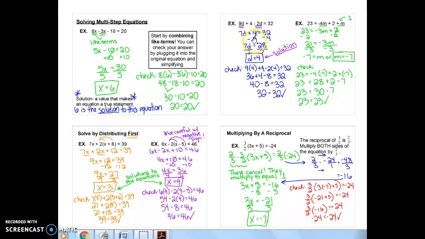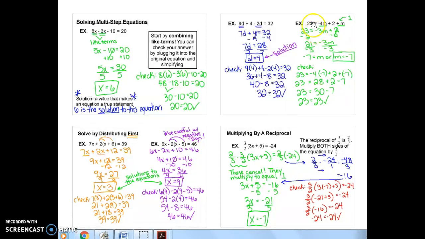So now I have a two-step equation. I'm going to subtract this 4 to the other side first. That gives me 7d equals 28. And then my final step is to divide by that 7 to undo that operation. So d equals 4. That is my solution. I need to check it by plugging it back into the original equation to make sure that I get a true statement. When I plug it in and follow order of operations, I do end up with 32 equals 32, which is a true statement, which means that my solution was correct.